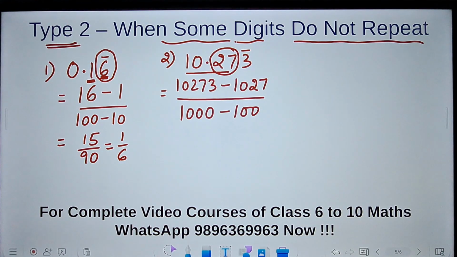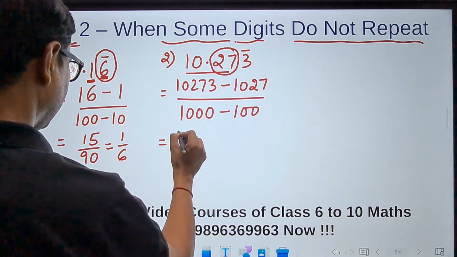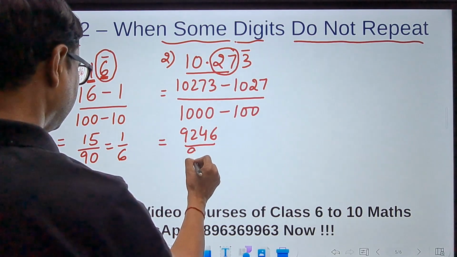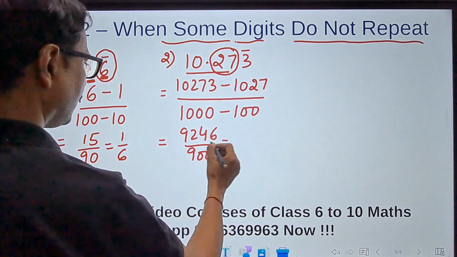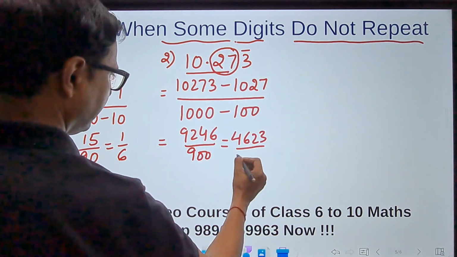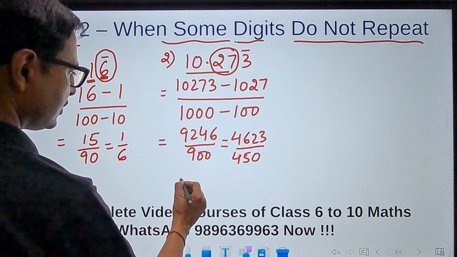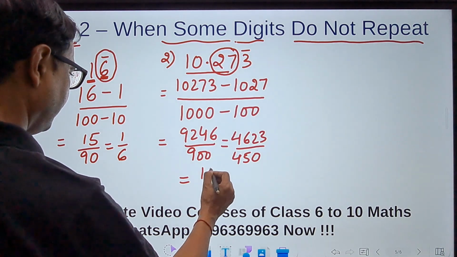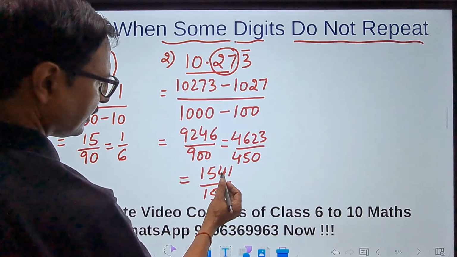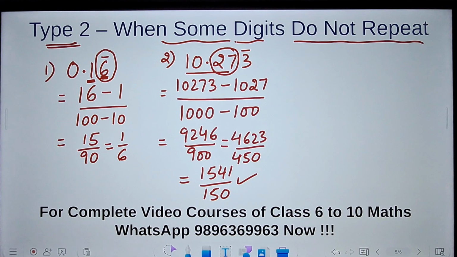Now this is where you will feel more comfortable, right? So subtract this, you get 9246 and divide by what? 1000 minus 100 is 900. Now you can reduce it to simplest form, divisible by 2. So 4623 divided by 450. Is it divisible by 3? Yes, it is. I think yes. So this will give me 1541, and in the denominator 150. And still, no, I think it is not divisible by 3 now. And this happens to be the correct answer for the question.